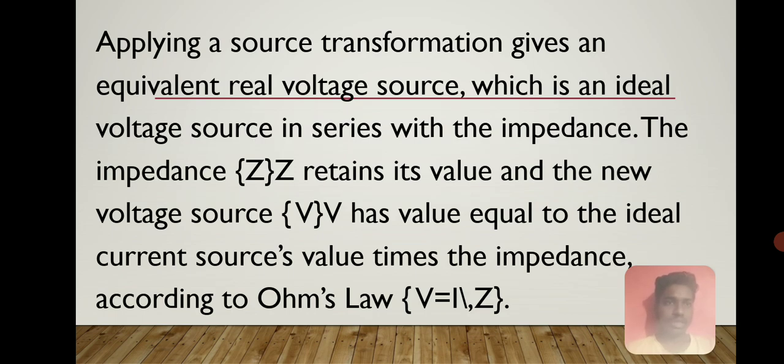Applying the source transformation gives an equivalent real voltage source, which is an ideal voltage source in series with the impedance. The impedance Z retains its value, and the new voltage source V has a value equal to the ideal current source value times the impedance. According to Ohm's law, V is equal to I times Z.